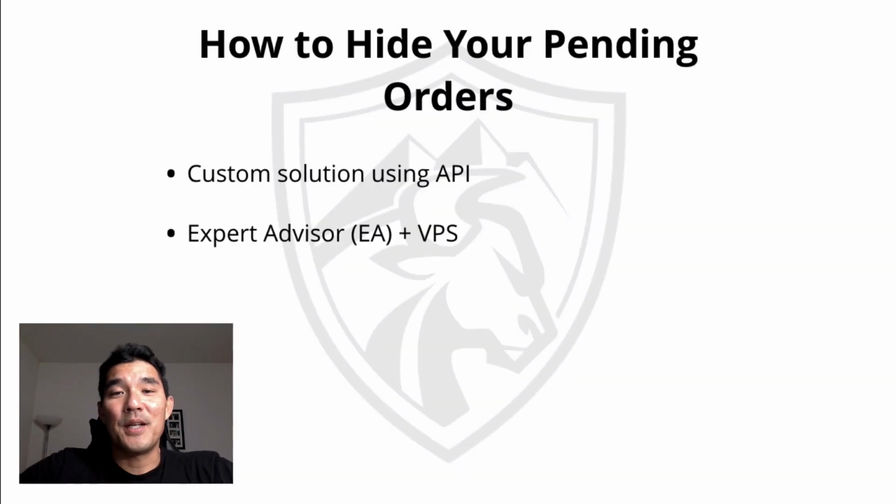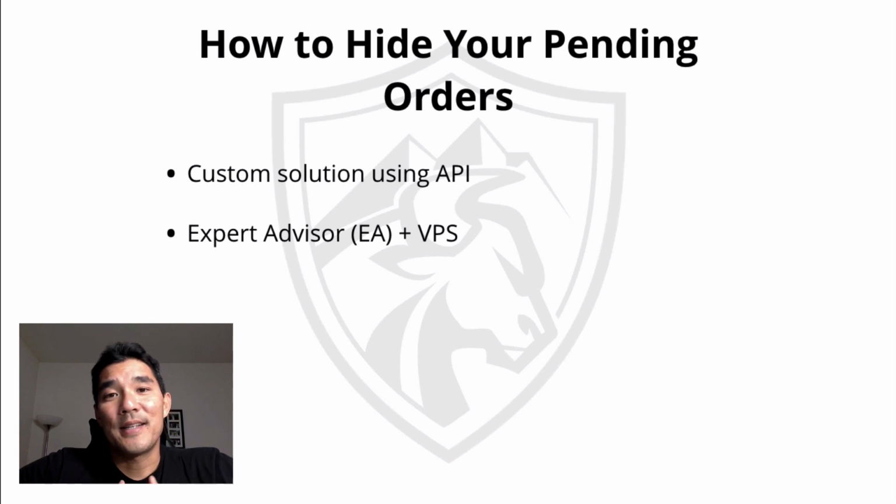Okay, another way that you can hide your pending orders is to use an expert advisor in MetaTrader, either MetaTrader 4 or MetaTrader 5. You have that programmed up or you write it yourself, and then you put it on a VPS, or a virtual private server. If you want a recommendation for a virtual private server that we recommend, you can look at the blog and look at the recommendations page. You would build that expert advisor, you would put it up on a VPS, and that would be running 24/7, and that would hide your pending orders.